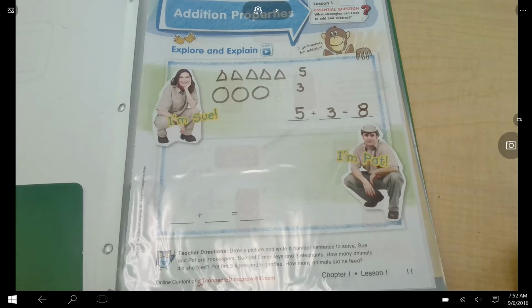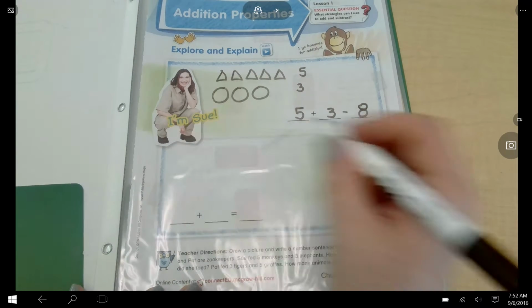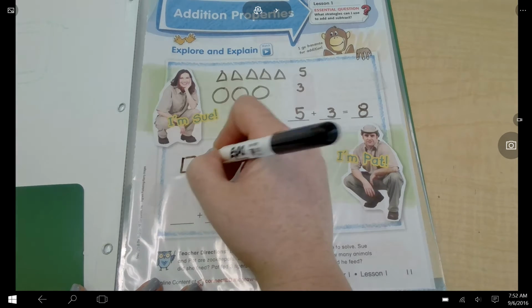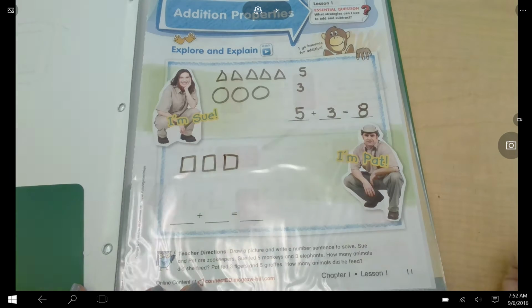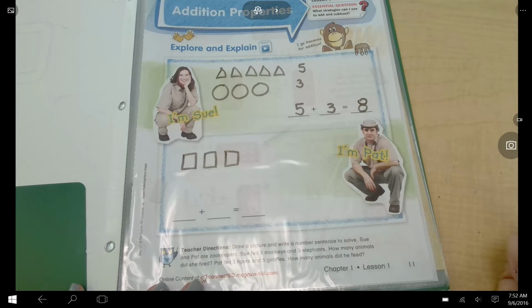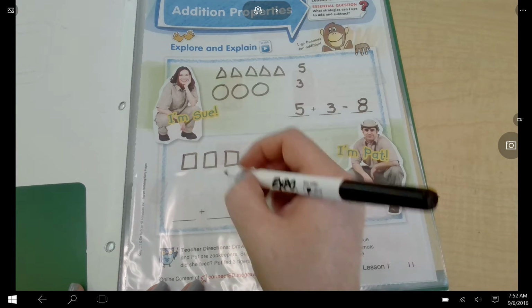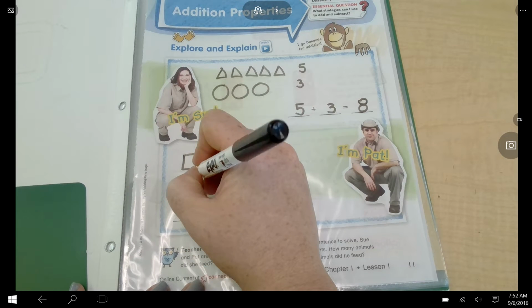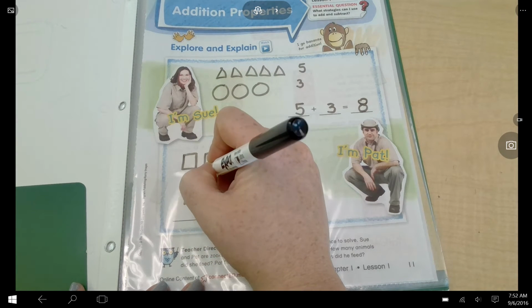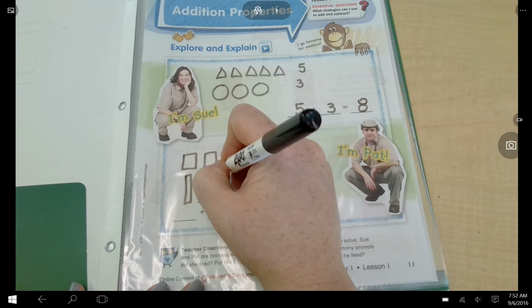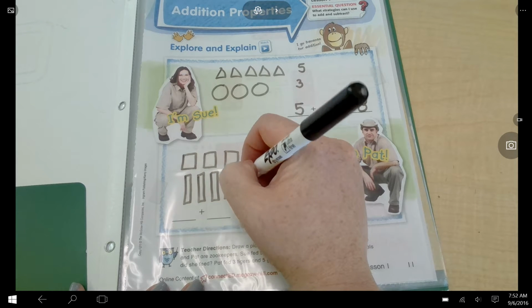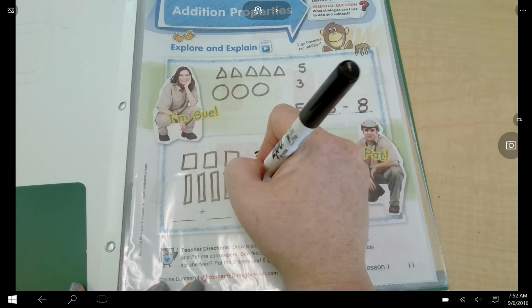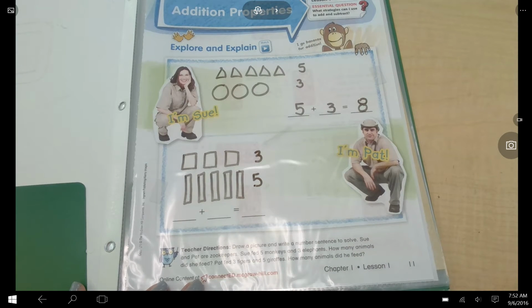Now let's look at what Pat did. Pat fed 3 tigers. For tigers, I'm going to draw a square. And 5 giraffes. Oh my goodness, 5 giraffes. For giraffes, I'm going to draw rectangles because they have such long necks. 1, 2, 3, 4, 5. 3, 5. Now I have to write my number sentence.